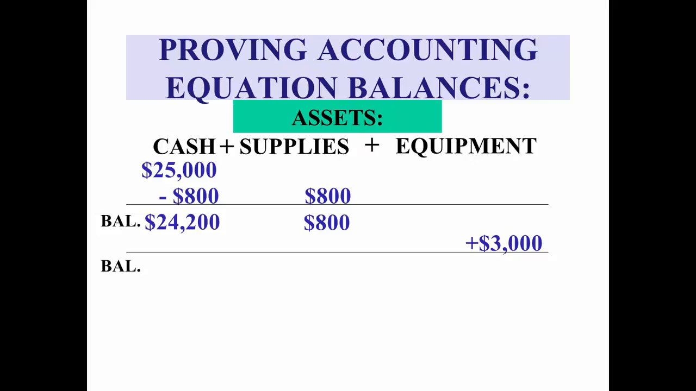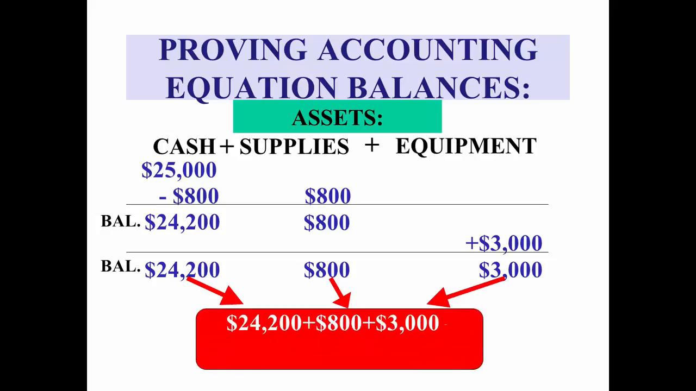Here is where we're taking a look and seeing if everything in total balances. So here we have cash. We had $25,000. We subtracted $800. So there's $24,200 of cash. We have $800 of supplies and $3,000 of equipment. So in total, we have $28,000 of total assets.